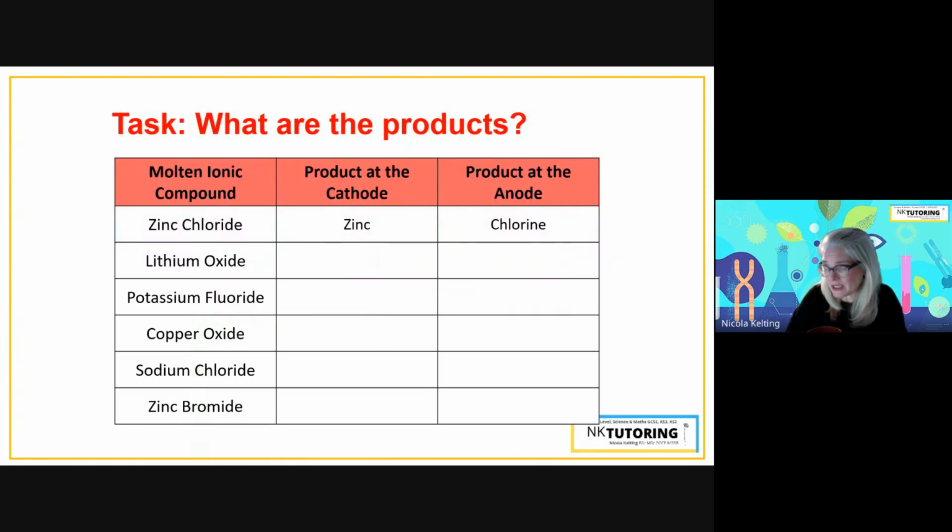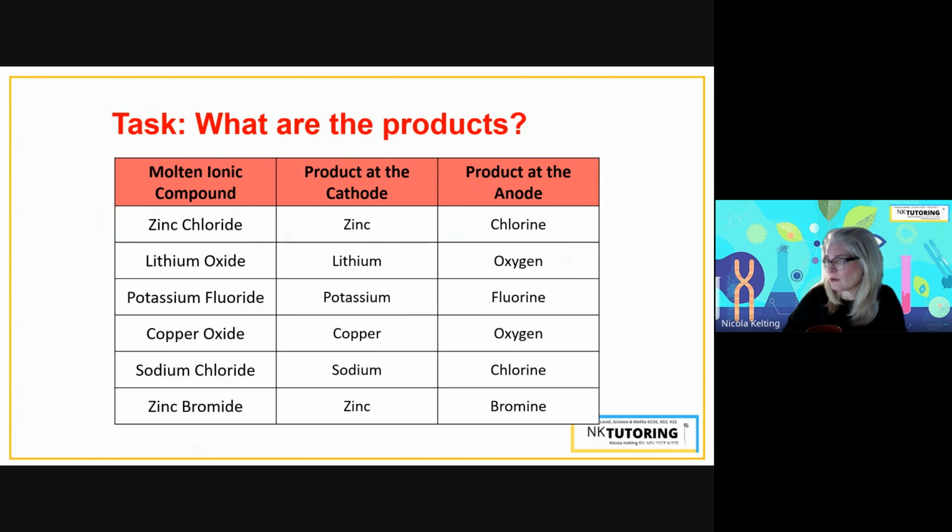So some examples here. Again, you don't need to commit these to memory. It's more about understanding. When you get an example of any of these ionic compounds, then you can apply your understanding. So noting that these are some examples of molten ionic compounds. So you've got the metal, then you've got the non-metal, and you can see which goes to where. Okay, so that's fairly self-explanatory.